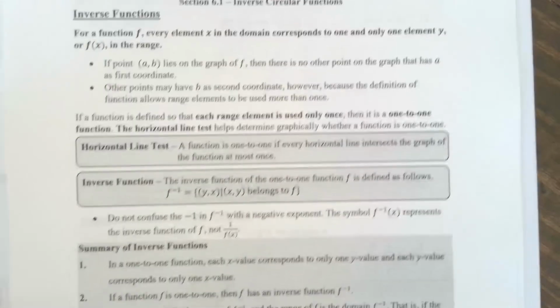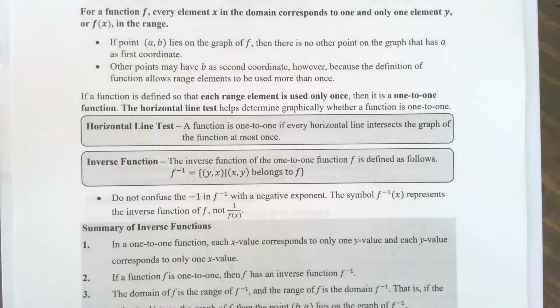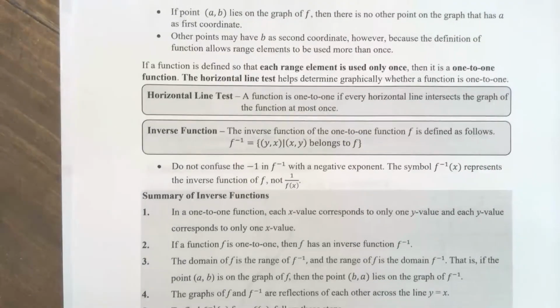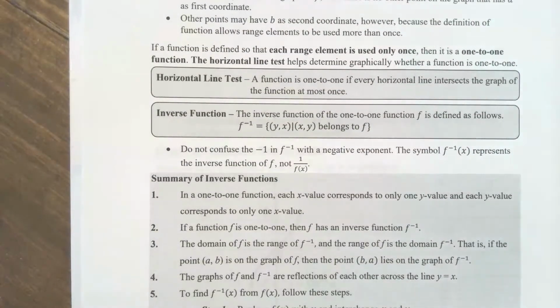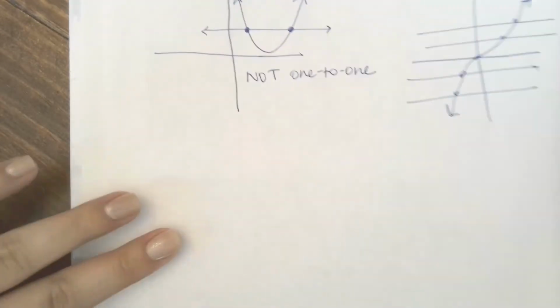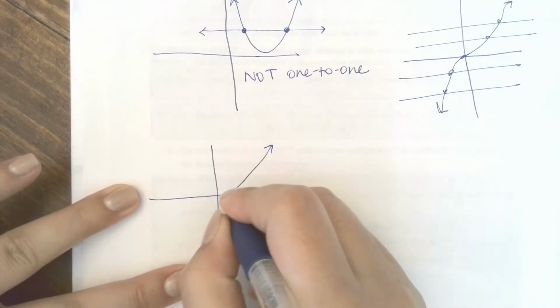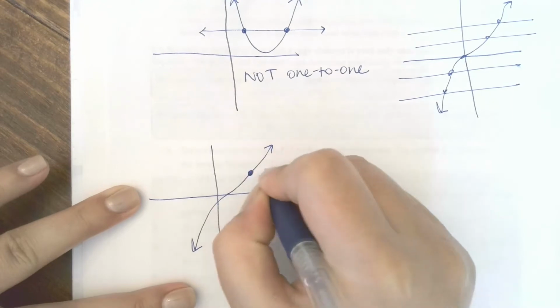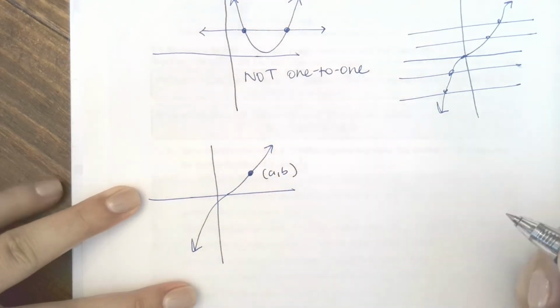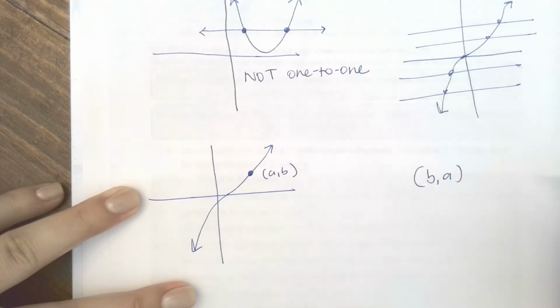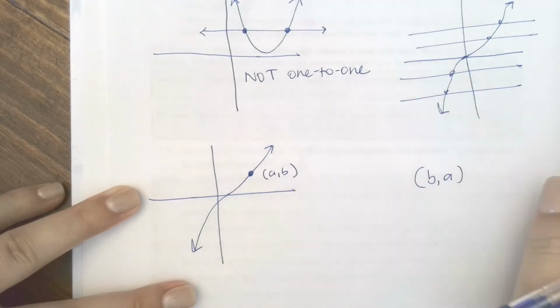Inverse function. The inverse function of a one-to-one function is defined as follows: the point becomes (y, x) for every (x, y) that belongs to f. That's just saying that if we have a point here, (A, B), then the point on the inverse function would be (B, A). So you just swap the x and y values.